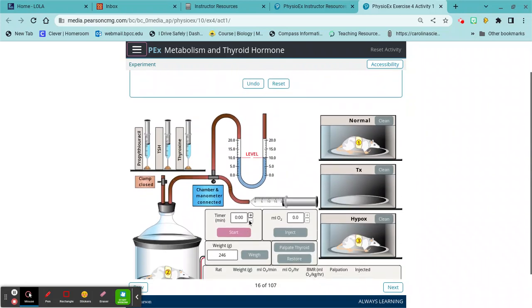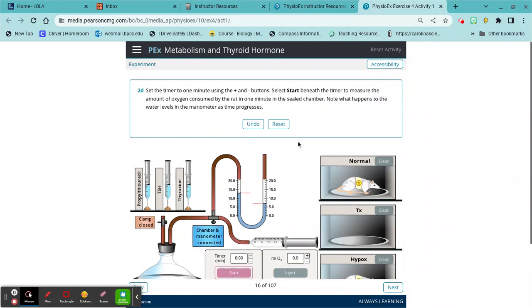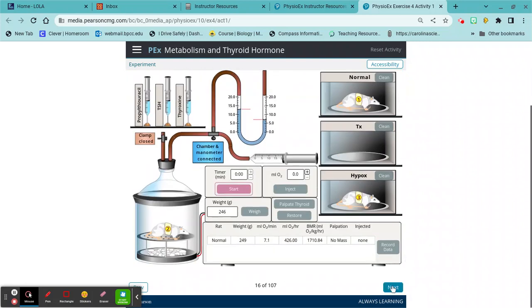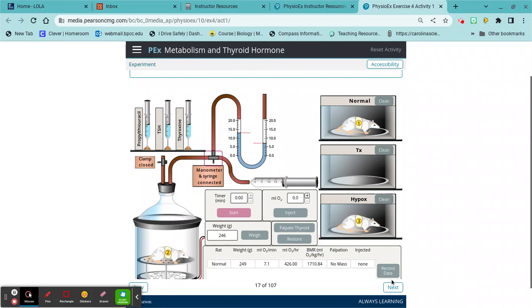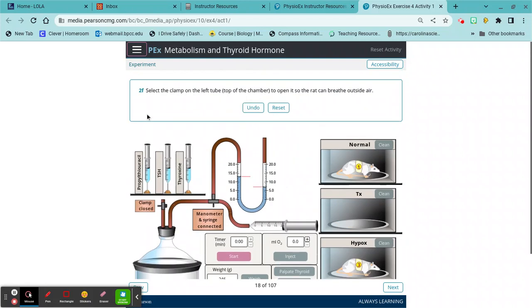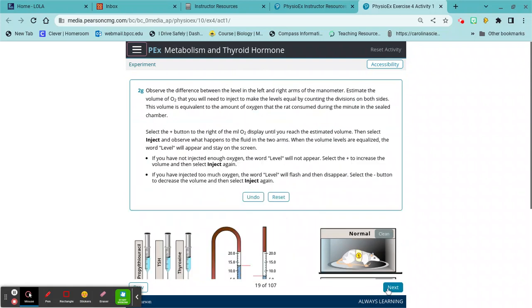We are going to choose a minute, and we're going to push start, and we're going to see what happens to the water over that minute, okay? And we will be noticing the water level in a minute. So I'm going to turn that on, and I'm going to push next. And then I'm going to select the clamp over here so that we can get oxygen back into the chamber.